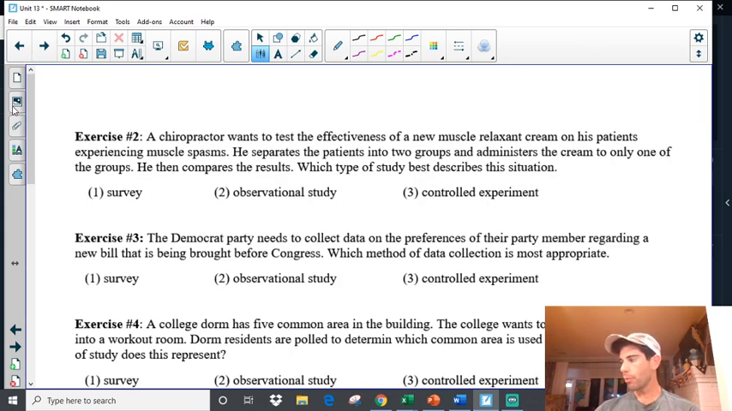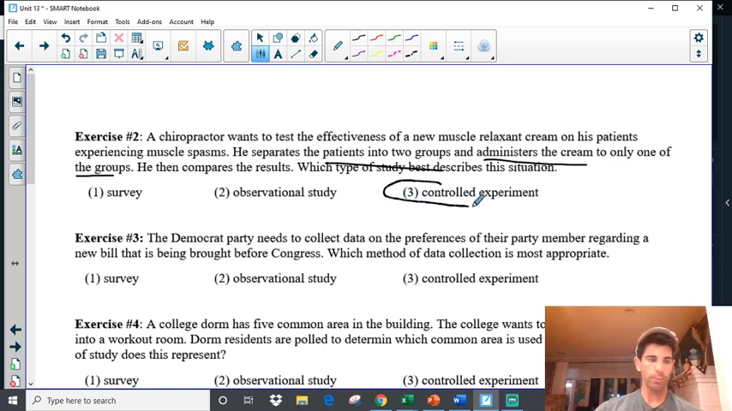All right, so here's just some more questions. You want to give a pause, try it on your own. So the first one, a chiropractor wants to test the effectiveness of a new muscle relaxant cream on his patients experiencing muscle spasms. He separates the patients into 2 groups and administers the cream to only one of the groups. Then he compares the results. So that one is going to be an experiment.